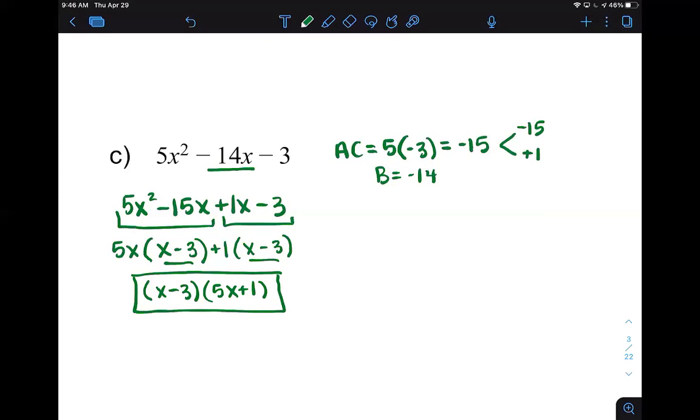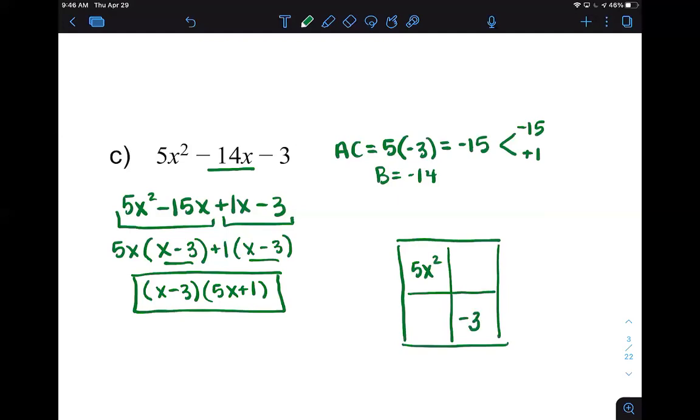Okay, but some of you like the box method, so let's review that. We make our box, and then we fill in. Our first term was 5x squared. Our last term was -3. And then fill in our terms, so -15x and +1x. Looking at the first row, what's the GCF between 5x squared and -15x? 5x.